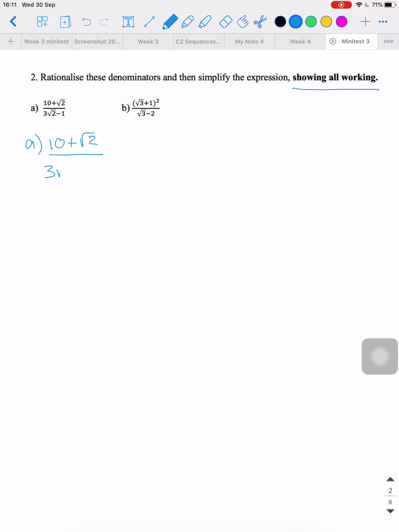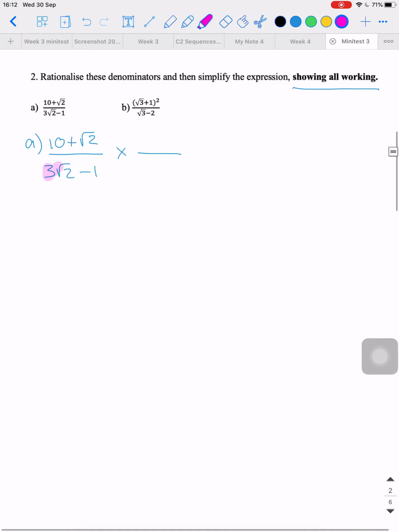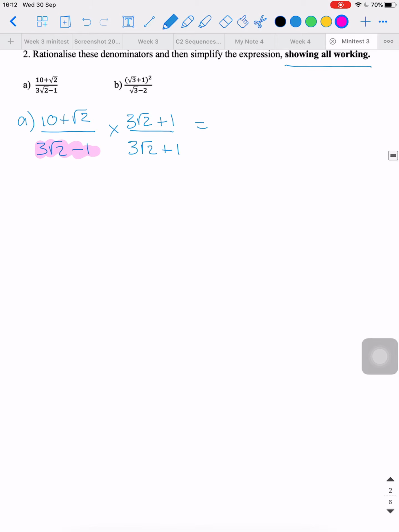Okay, so for this first one, I am going to multiply through by a fraction that has the same two terms as that, so it's 3 root 2, but with the opposite sign. So if the denominator of the original fraction was 3 root 2 minus 1, I'm going to multiply through by 3 root 2 plus 1. And I don't actually want to change the value of the fraction, so to keep it an equivalent fraction, I'm going to multiply numerator and denominator by the same thing. We'll come back to the numerator, so I'm just going to leave that factorised for now.